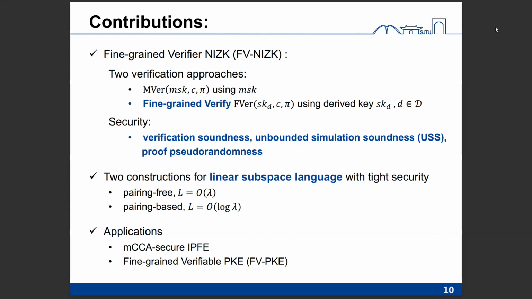And it's important for us to prove the CCA security of encryption schemes. And proof pseudorandomness requires that the generated proof of FV-NISC is pseudorandom. And for linear subspace language, we designed two constructions with tight security. The first one is pairing free, but the security loss is linear in lambda, the security parameter. And the second one is pairing based, but it has a better security loss. Namely, the security loss is logarithmic in lambda.